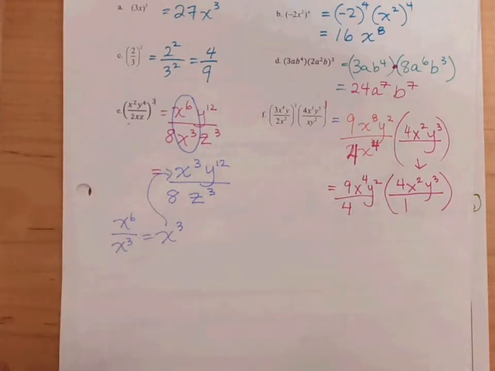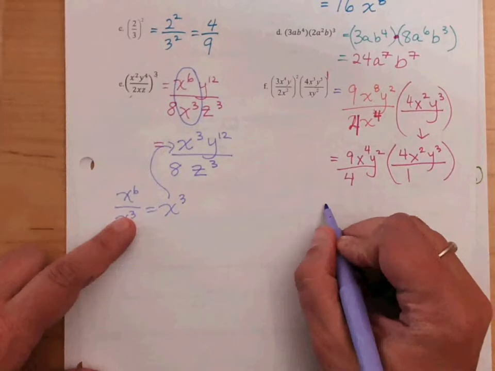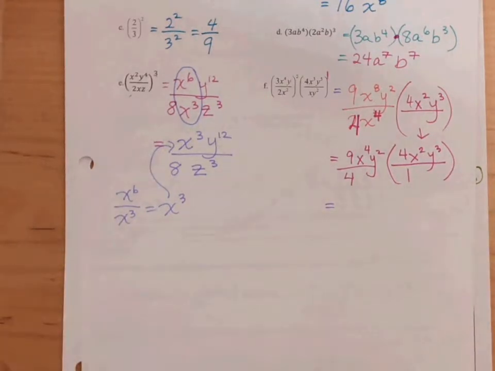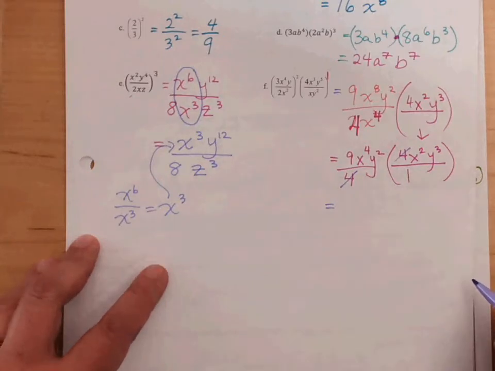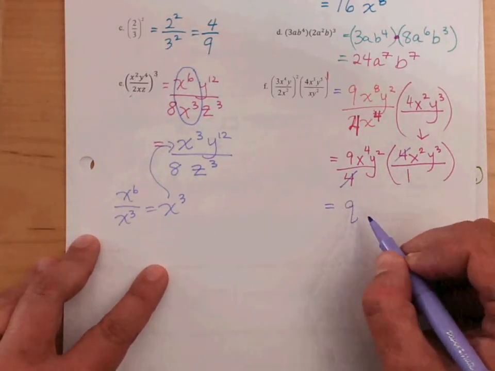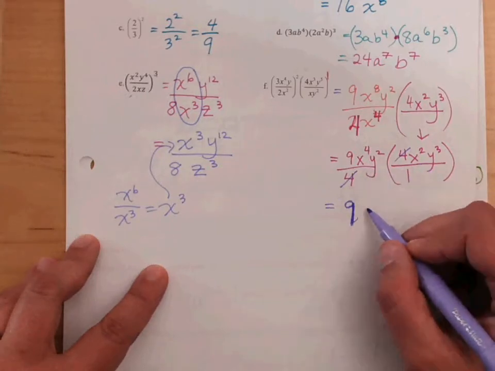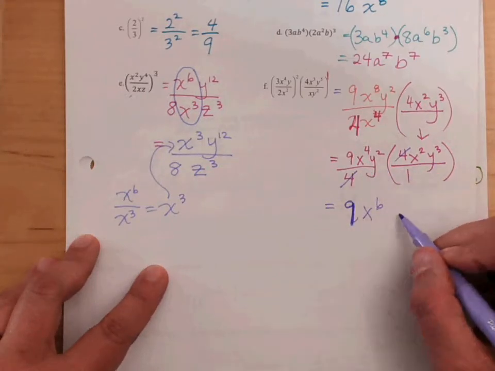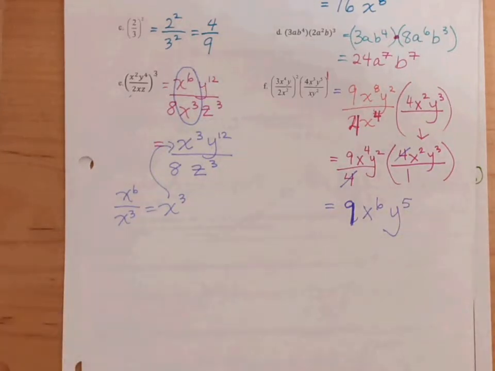Okay, tell me what do I have now? What can I simplify? What's 36 divided by 4? Because you look at that, that's a cross cancel, right? So 9, oops, that's a 9, not a Q. 9, x to the 6, y to the 5th. Okay, any questions on that? That one's a lot trickier.